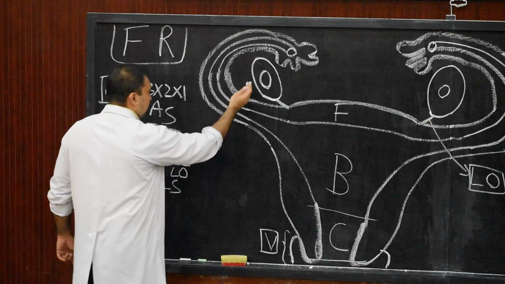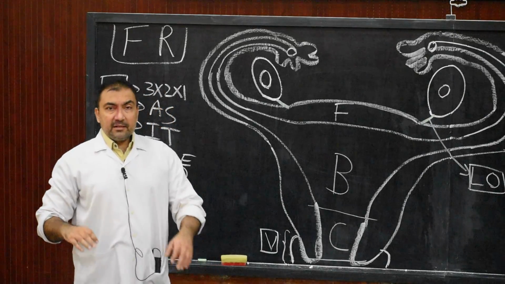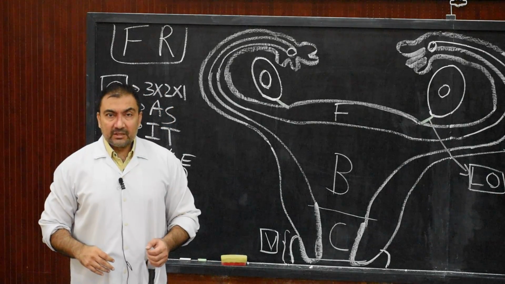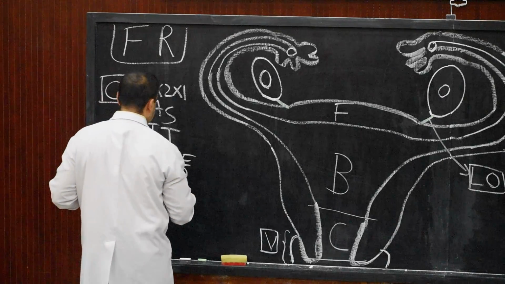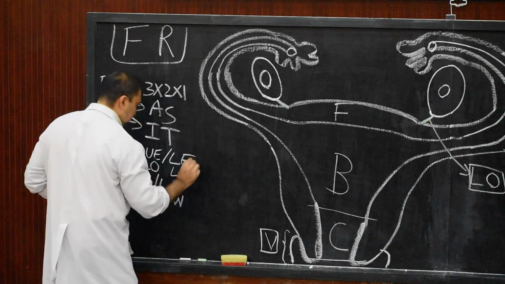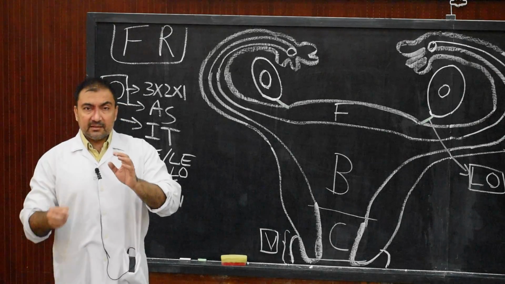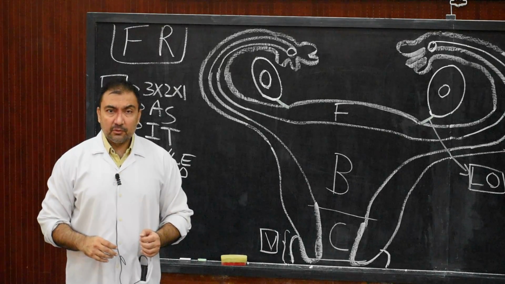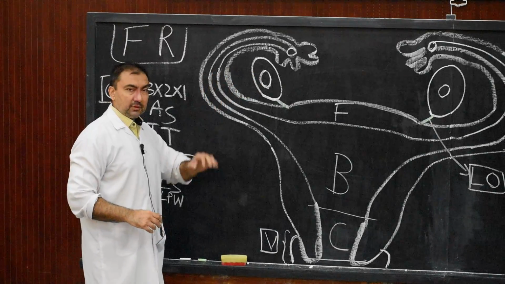Lateral surface. The lateral surface of the ovary will be lodged in the lateral pelvic wall. So therefore, the lateral surfaces of the ovaries will be lodged in the lateral pelvic wall. And these are the medial and lateral surfaces of the ovary. Similarly, there will be anterior and posterior borders of the ovary.